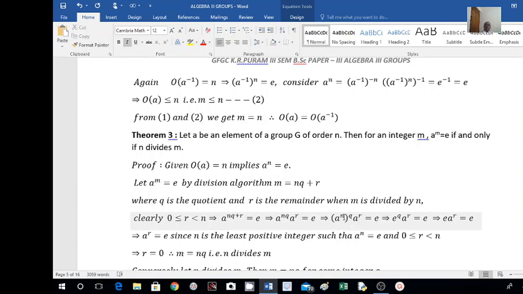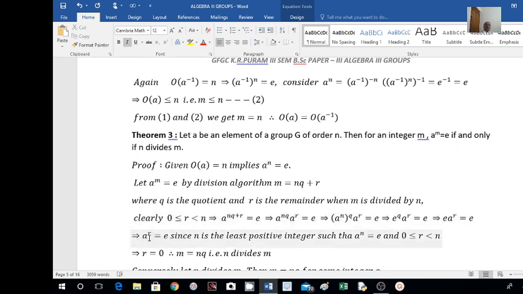What is this a to the power of n? We have a to the power of n equal to e. So this is e to the power of q into a raised to r as it is, equal to e. And e to the power of q is e itself, so e into a raised to r is equal to e. And e is the identity, therefore e into a raised to r is nothing but a raised to r itself. That is, a raised to r equal to e.